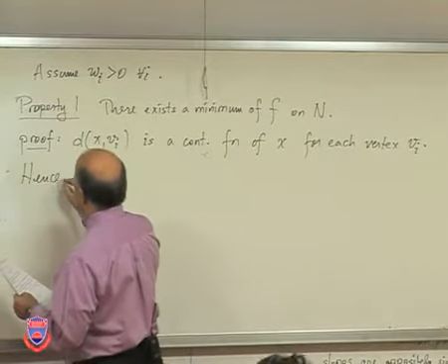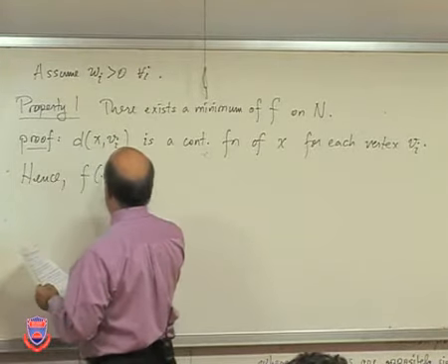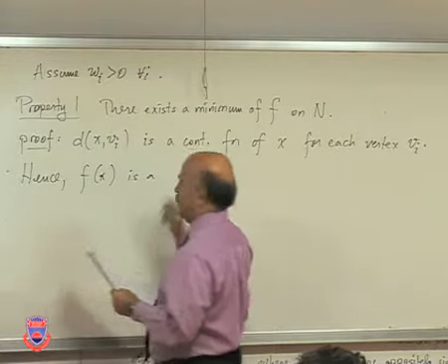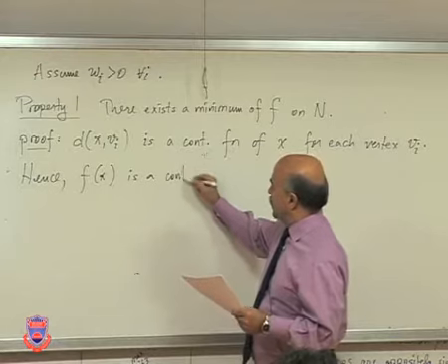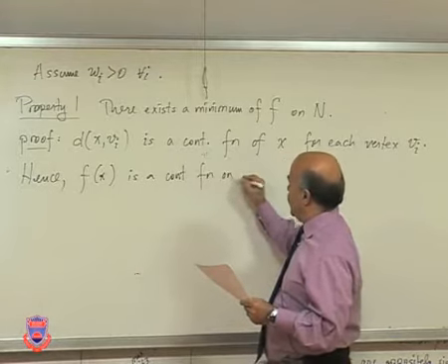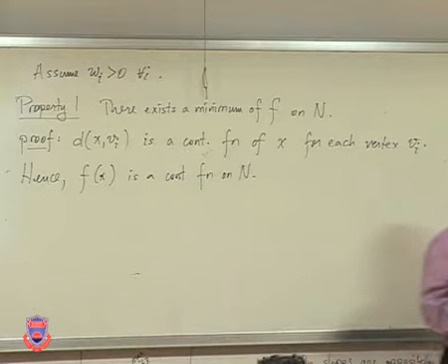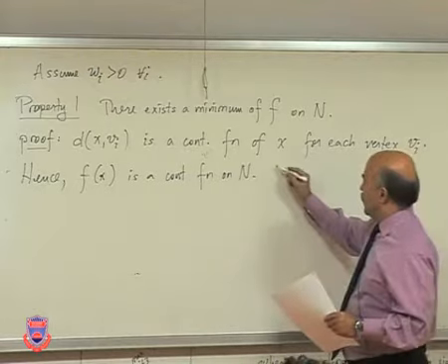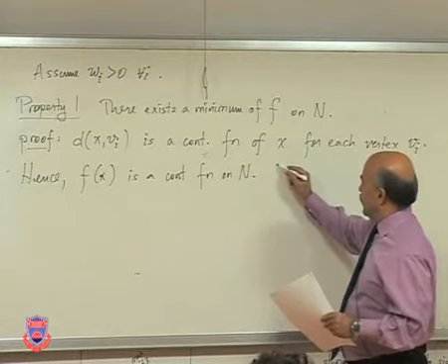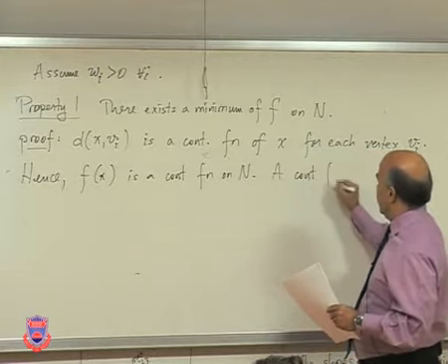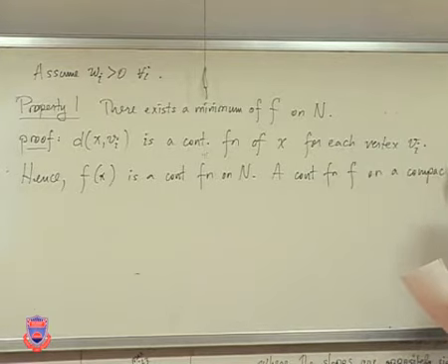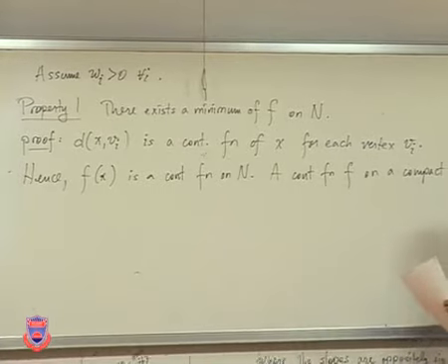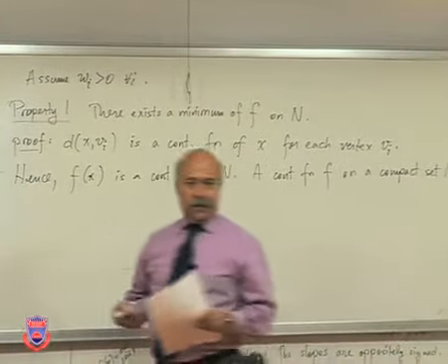which means that f of x, the maximum of continuous functions, is a continuous function on the entire network. And since N is a compact set, a continuous function f on a compact set N has a minimum. It attains a minimum.